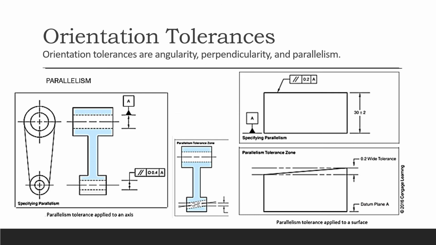Parallelism. So now we're seeing the parallelism symbol right there, my value. My datum is right here. Here is where we're checking the parallelism, and this is our tolerance zone, which is that guy, 0.4.